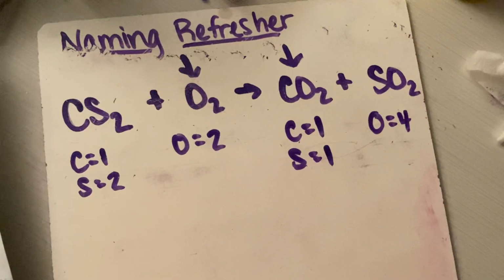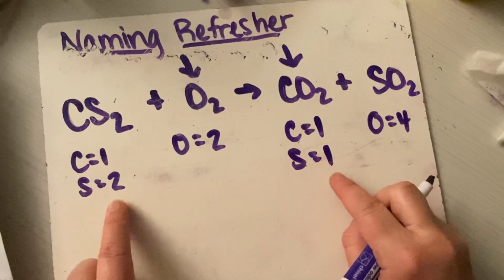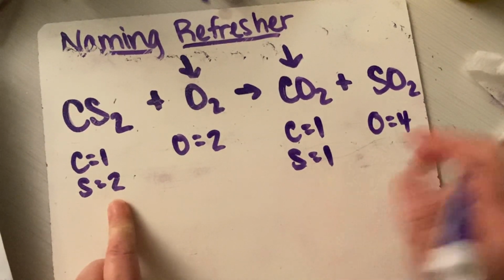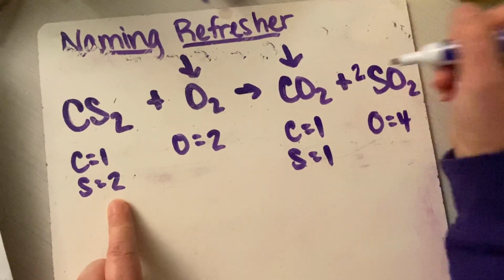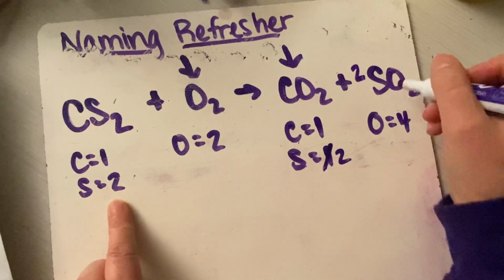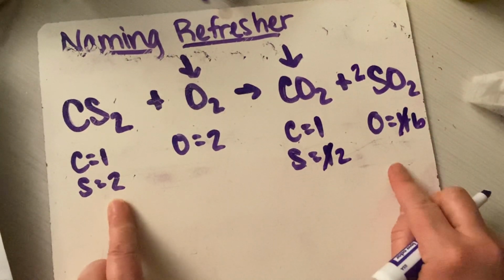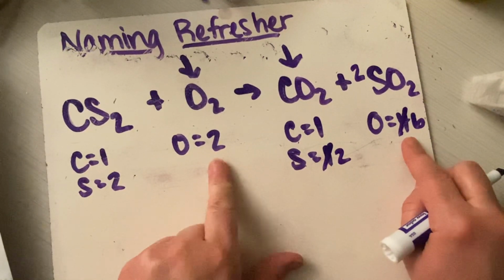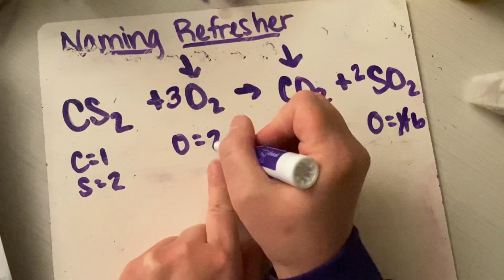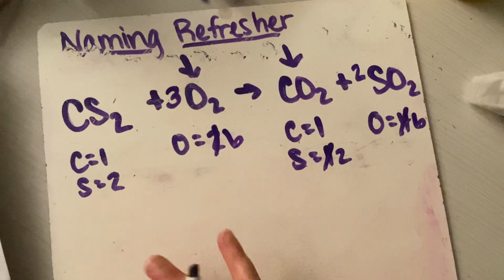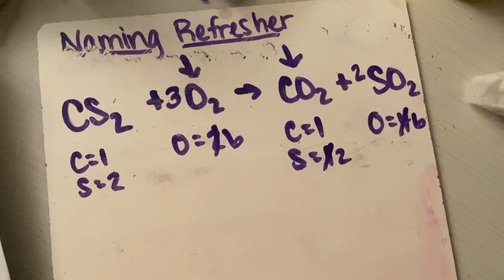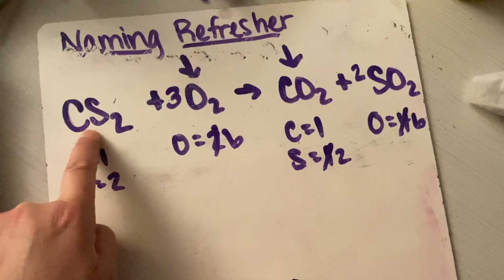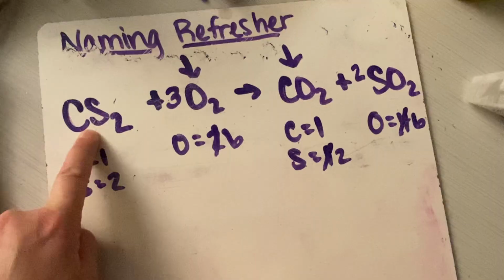So if we balance this, okay, so we got C is 1, S is 2 over here. So we're going to go ahead and we're going to put a 2 here. That's going to make this 2. That'll make this 6. And then 1, 2. This is the only thing off yet. So we're going to make this a 3, which makes that a 6. Balanced. Good to go.